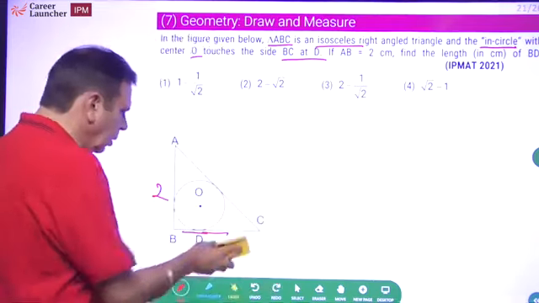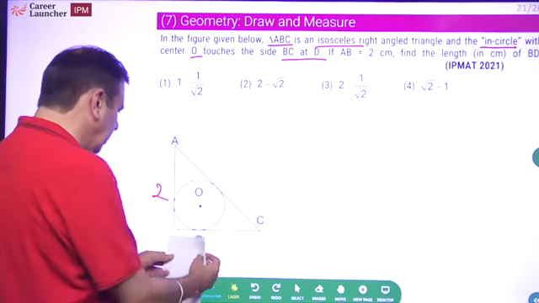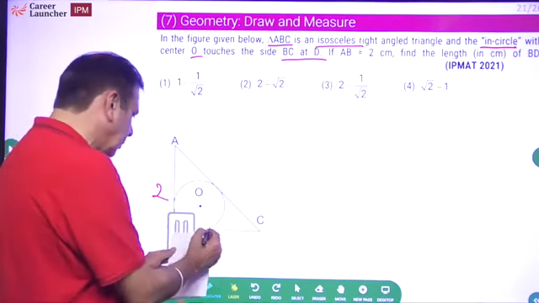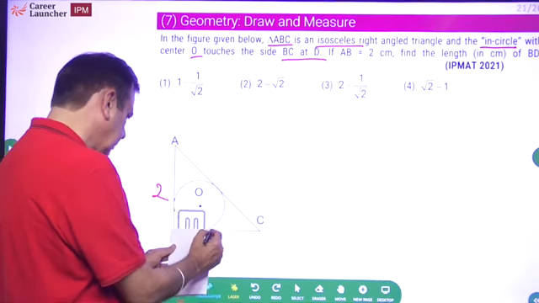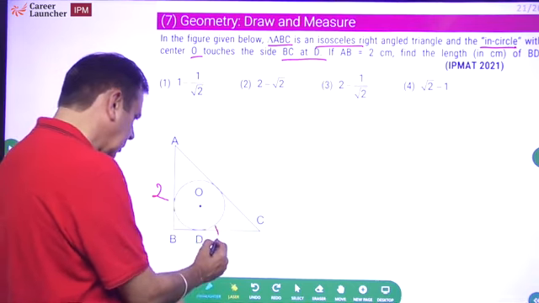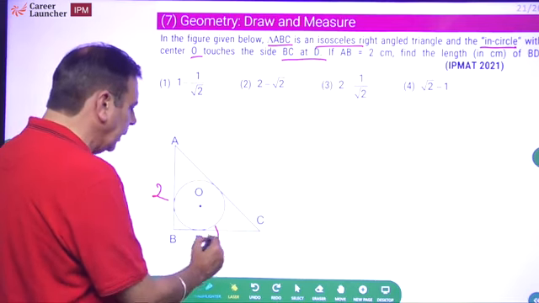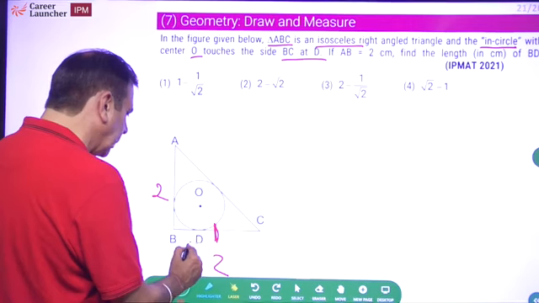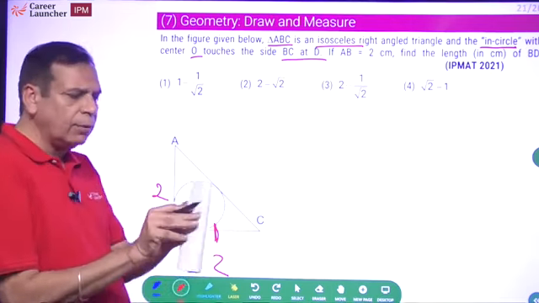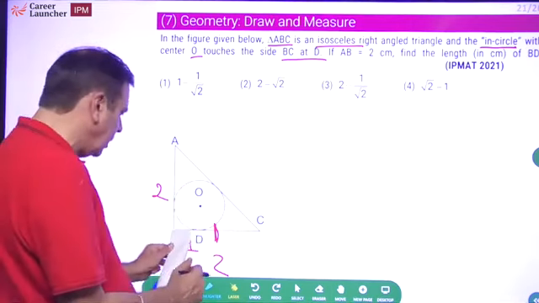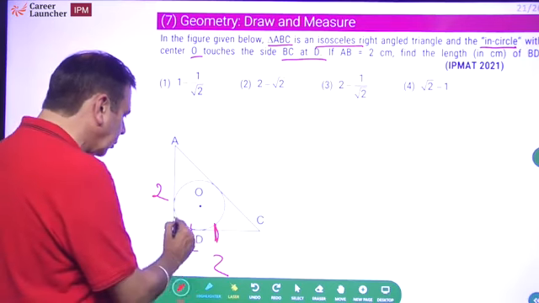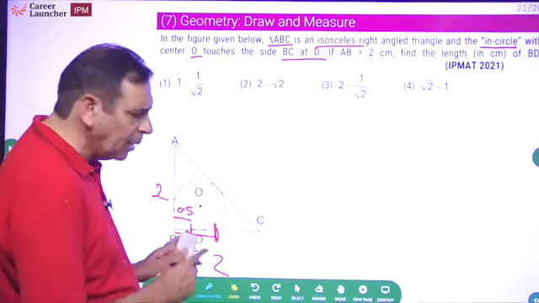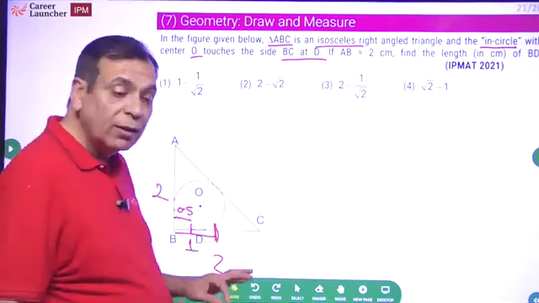So, what should be 1 centimeter? Yes, absolutely right. So, this is coming out to be 2 centimeters and this is half of it. So, this is going to be 1 centimeter. So, what will be 0.5 centimeters? Yeah. So, this should be 0.5 centimeters. So, this is 0.5. This is 1 centimeter. Can I say my answer should be between 0.5 and 1 centimeter?